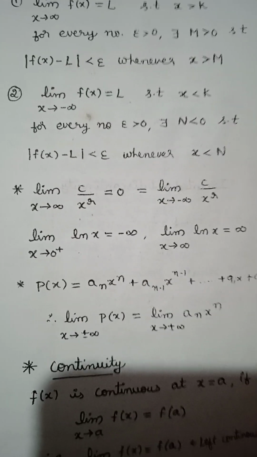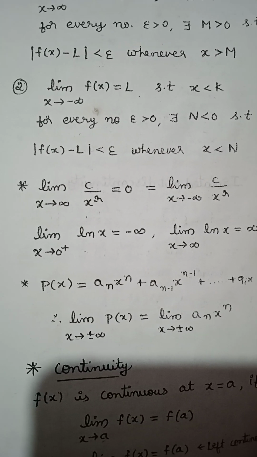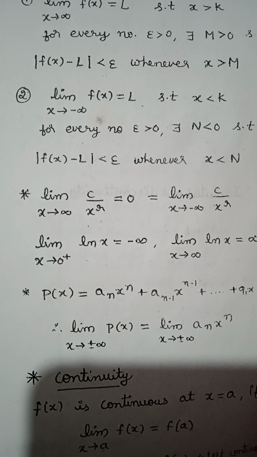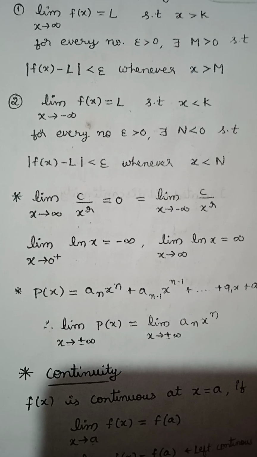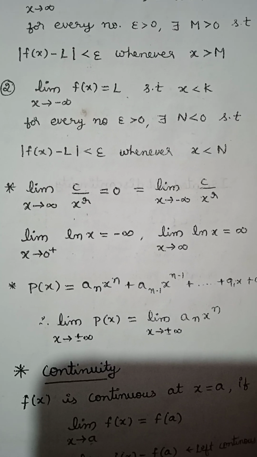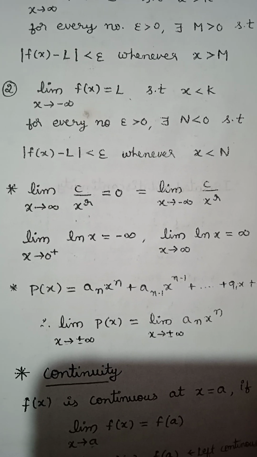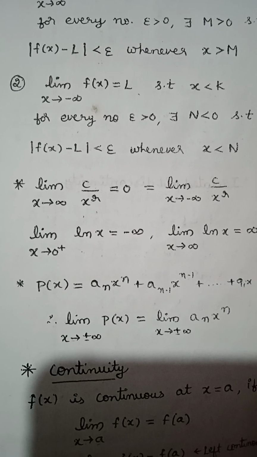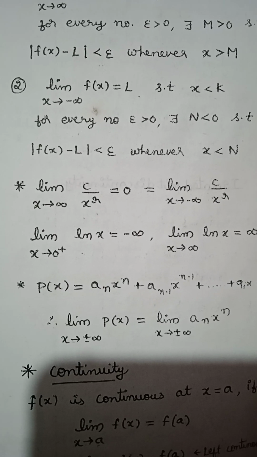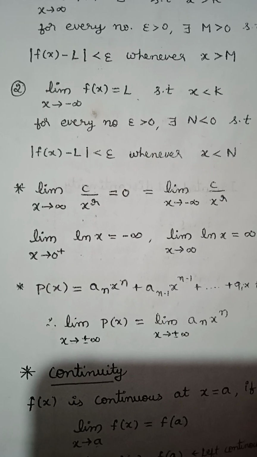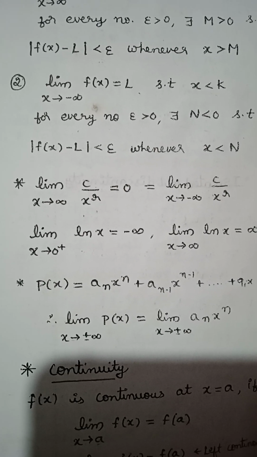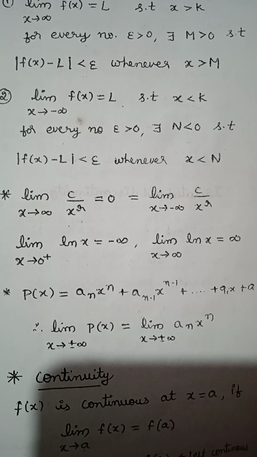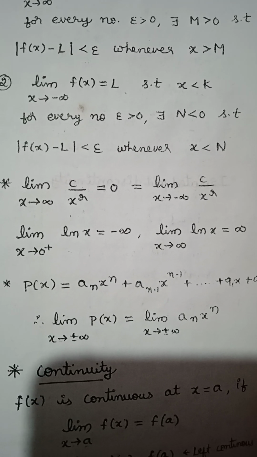Limit x tends to infinity c by x power r equal to 0, equal to limit x tends to minus infinity c by x power r. Limit x tends to 0 plus natural logarithm of x equal to minus infinity. Limit x tends to infinity natural logarithm of x equal to infinity.